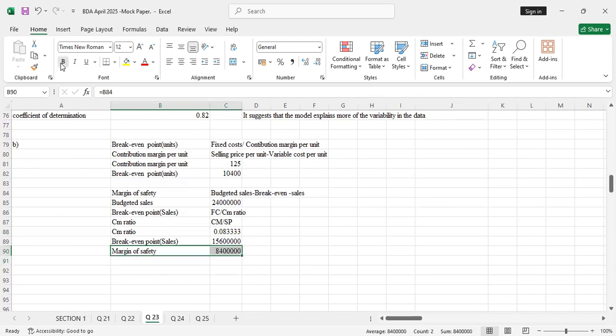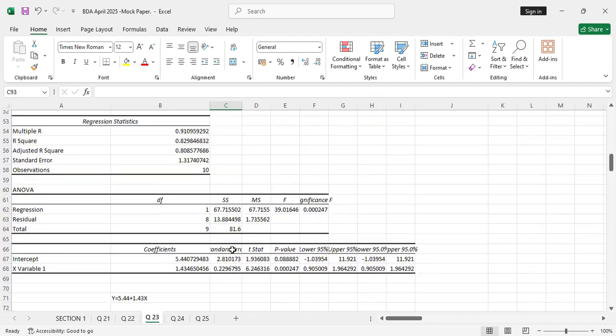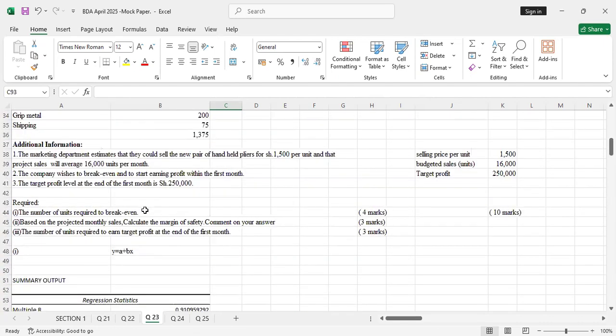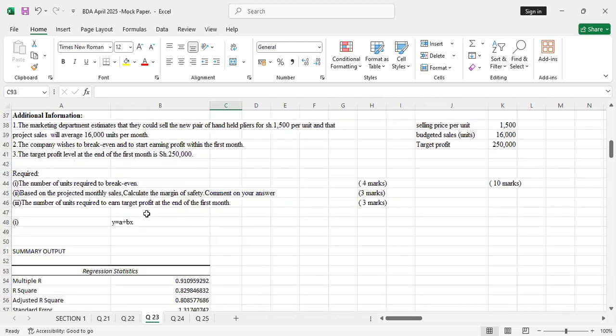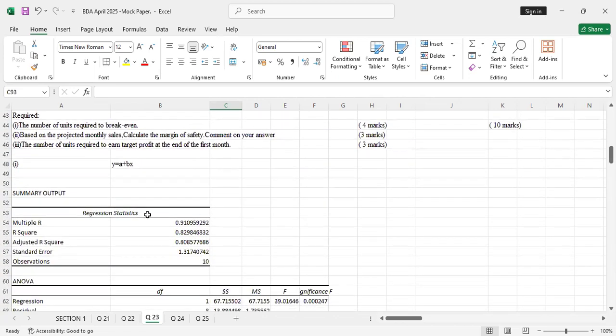The interpretation is that it is a positive margin of safety. That's how you are supposed to unlock Part B, Roman 2 of that question. Roman 3, the last part, is the number of units required to earn target profit at the end of the first month. So you look at the formula.